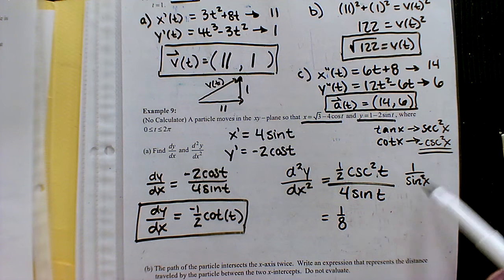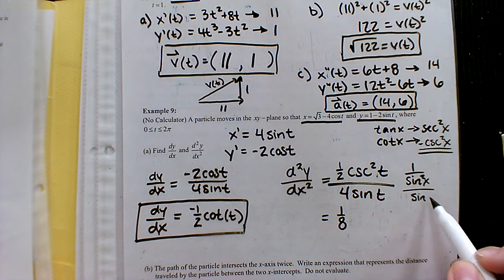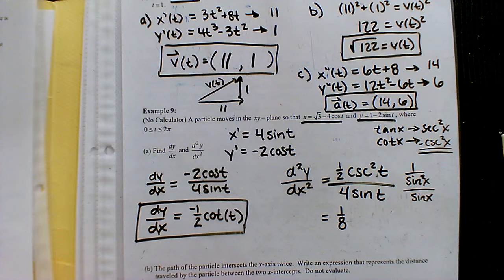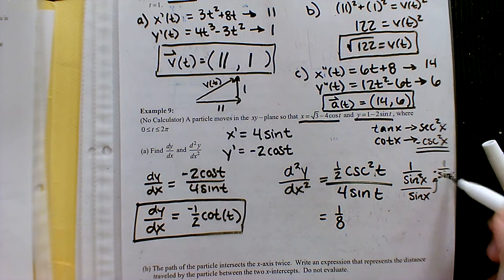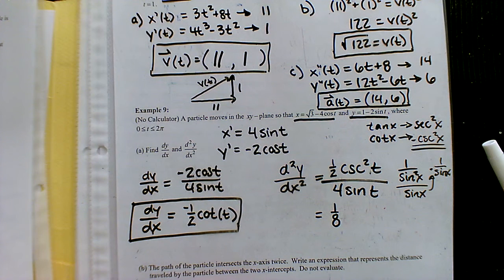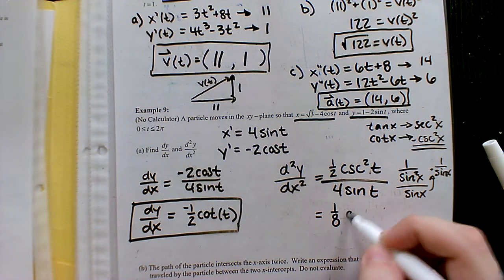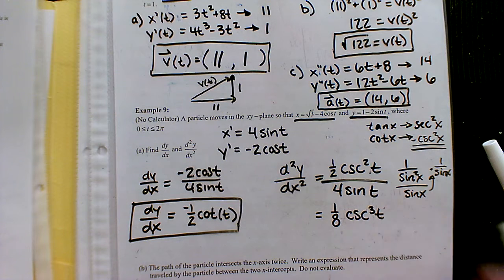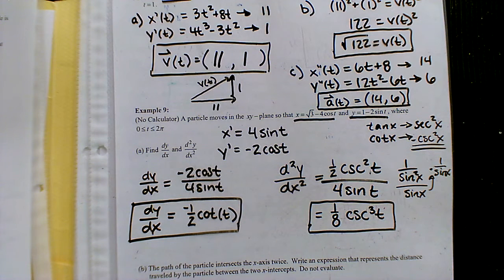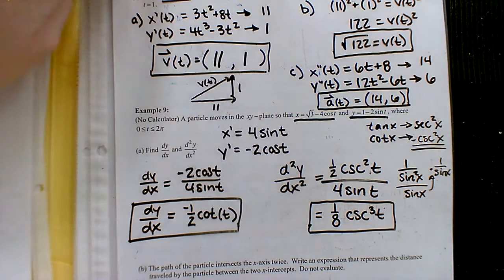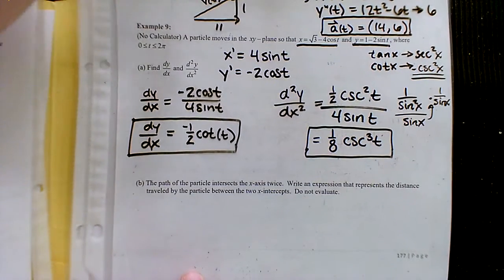So imagine this, if we have 1 over sine squared divided by sine, instead of dividing by sine, we could bring it up and multiply by the reciprocal, which would be 1 over sine. So we would have 1 over sine cubed, which is the same thing as cosecant cubed. All right, we can simplify it or rewrite it. Good job, guys.